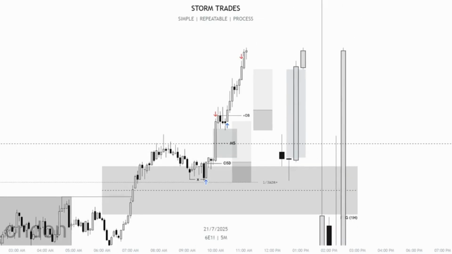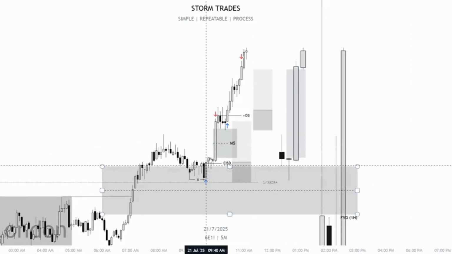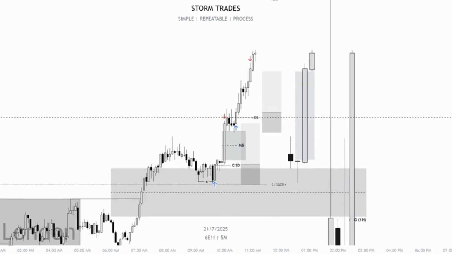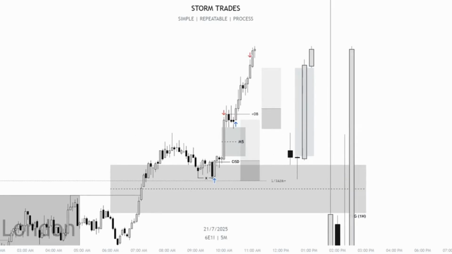Pretty cool. When we have a bias in a clear direction, a one-sided move, and we find that the hourly time frame is supporting that, and we still have room to go, we can get involved on reversals, which we did down here, or we can get involved on a continuation, which we did up here.